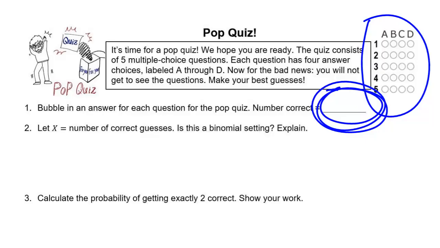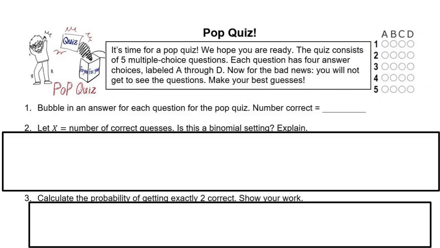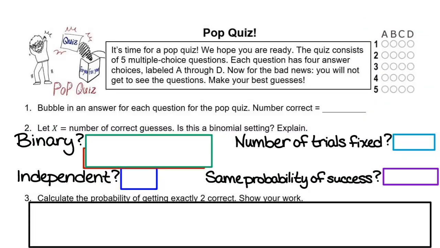If I let my random variable x equal the number of correct guesses, is x a binomial random variable? What are the 4 things I need to check? Is it binary? Independent? Number of trials has to be fixed. Same probability of success each time. Let's go through and check those 4 pieces here.